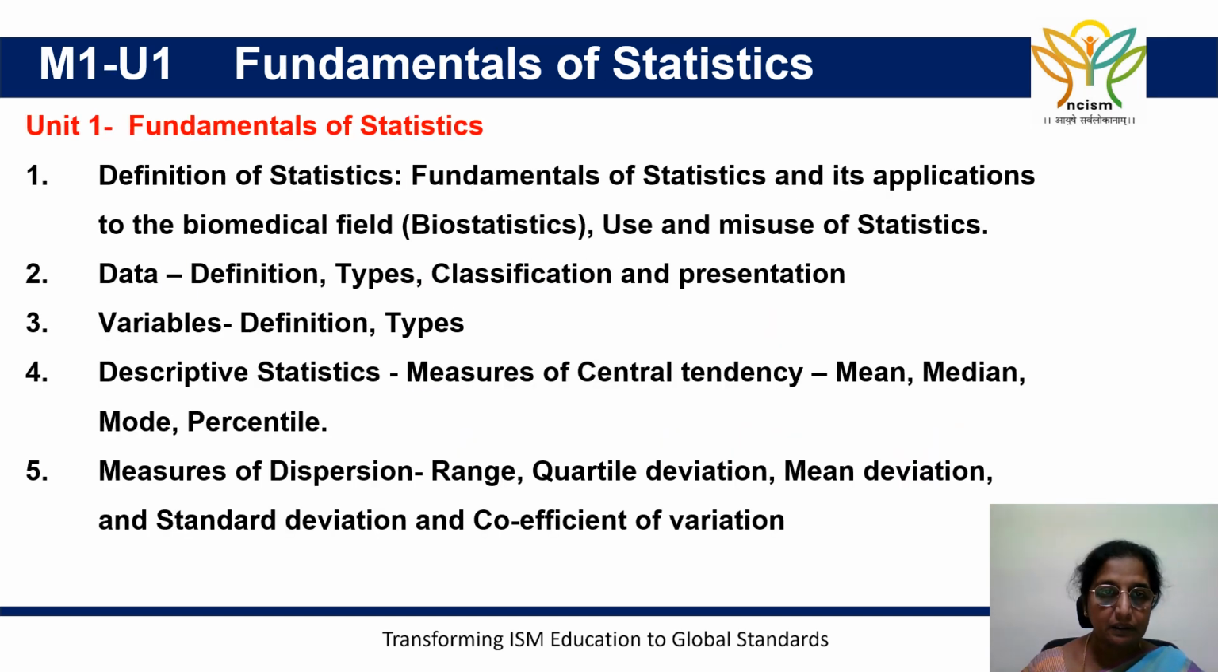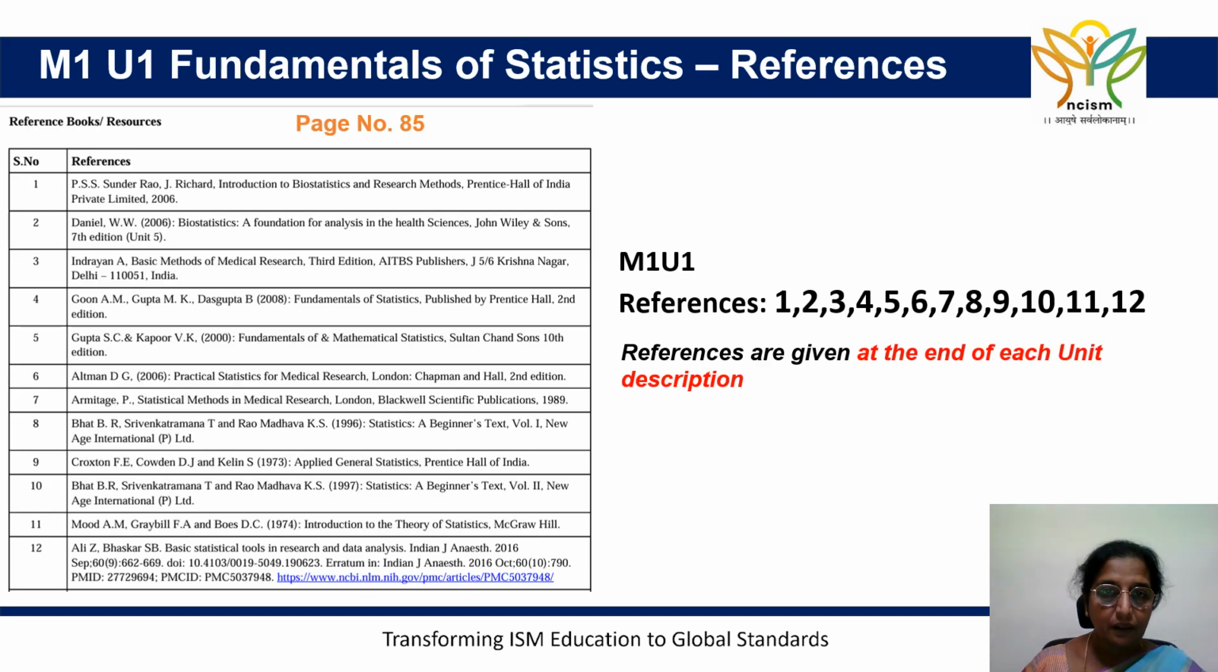So, Unit 1 contents are shown below. And what are they? They are definition of statistics, data, variables, descriptive statistics, and measures of dispersion, wherein the descriptions in detail are listed here. Coming to the first unit of Module 1, the references shown run from 1 to 12. References are given at the end of each unit description. For more details, one should refer to page number 85 to understand the references that have been listed.